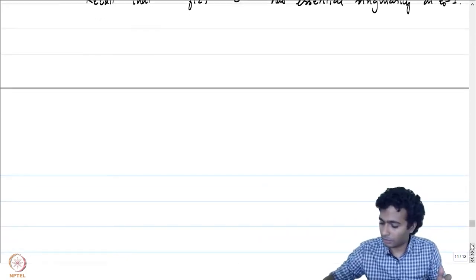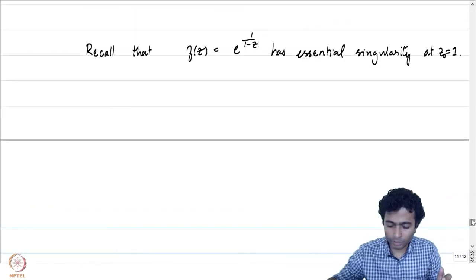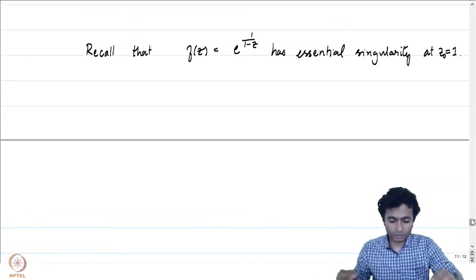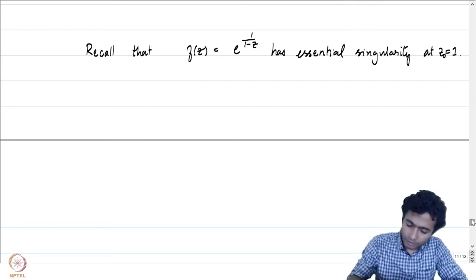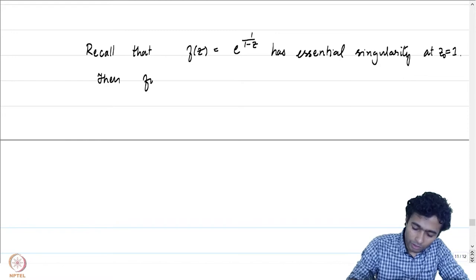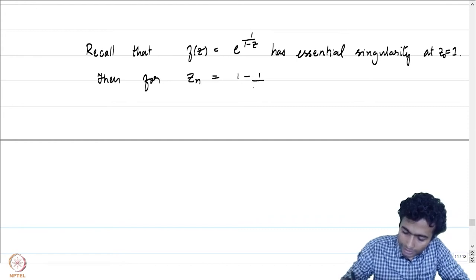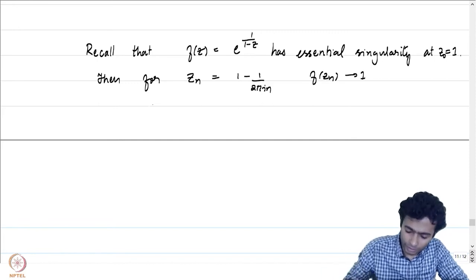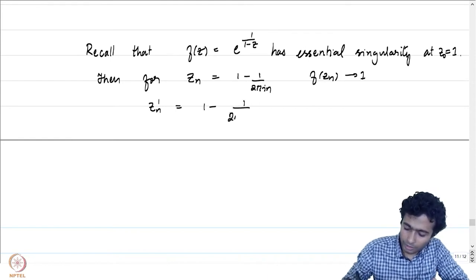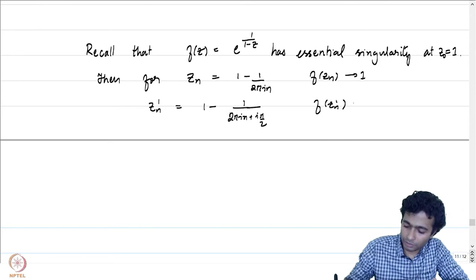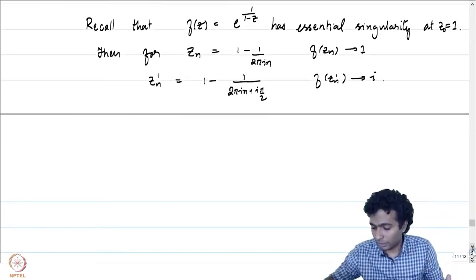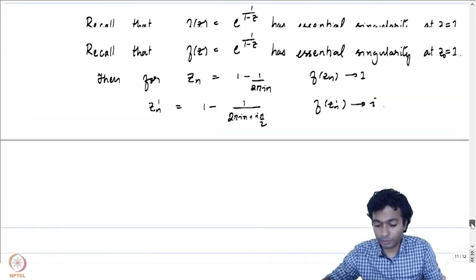Let me write down the statement of what will be proved now. This is called the Casorati Weierstrass theorem. For the sequence zn, I think it was 1 minus 1 by 2 pi I n, f of zn converges to 1. In fact, f of zn is equal to 1 for each of these. And for zn prime, if this is 1 minus 1 by 2 pi I n plus I pi by 2, f of zn prime converges to I. So, there is no one limit that we will be able to get hold of in these cases.